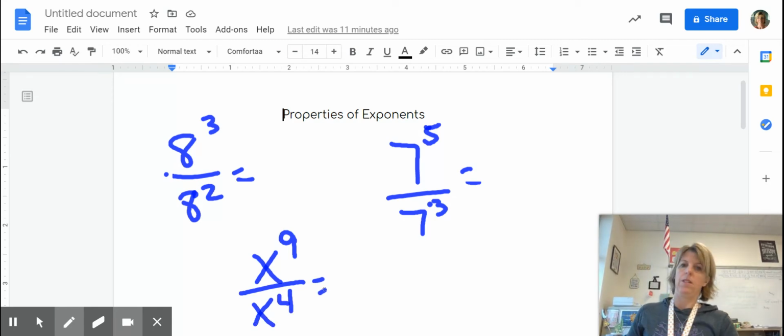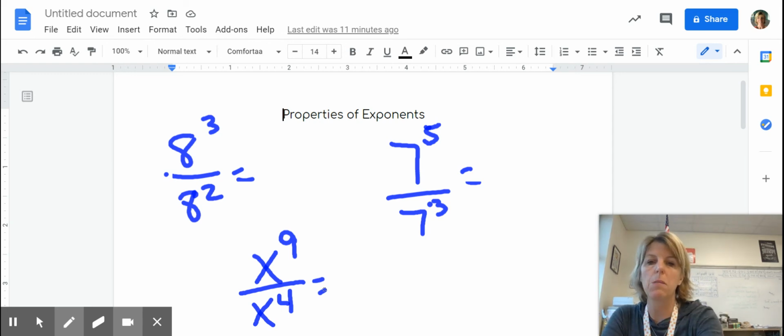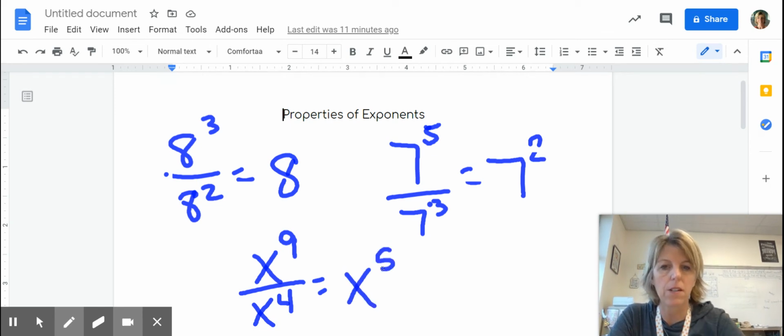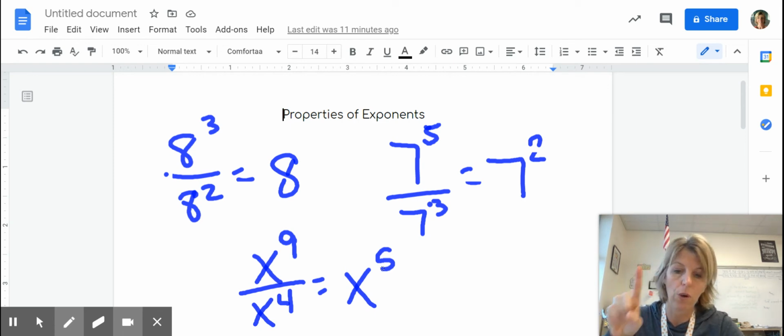All right, what'd you get? Make sure you pause the video and try them first. All right, this one becomes 8 to the 1, and I don't have to write the 1, so it's 8, because it's 3 minus 2. This one is 7 to the 2, which is 7 squared, because 5 minus 3 is 2. And then this one is x to the 5th because 9 minus 4 is 5. So when you divide, you subtract, right? All right, 3 skills done. 1 more to go.